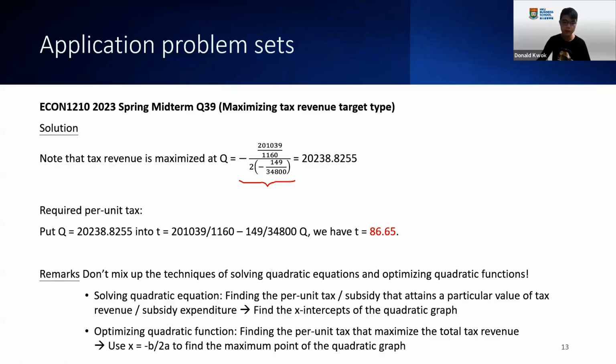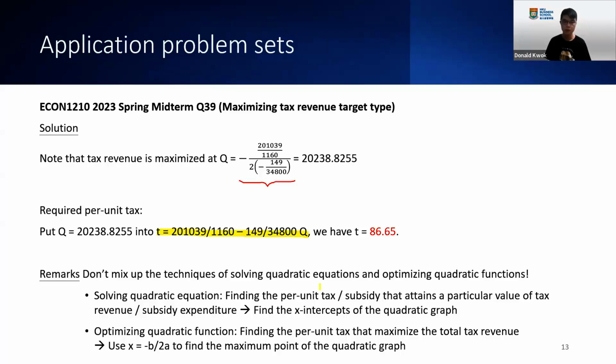All right, so put this new quantity back into the tax wedge expression that we have just derived. Then we have the per unit tax required, 86.65, and this per unit tax would maximize the tax revenue of the financial secretary.